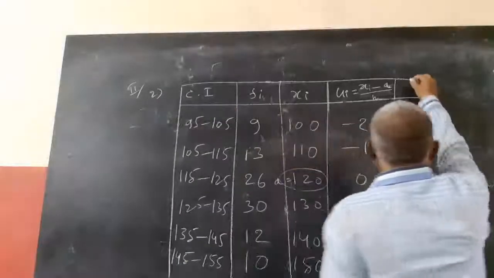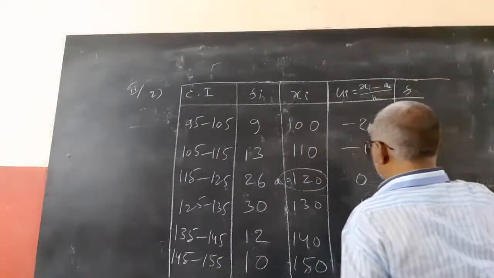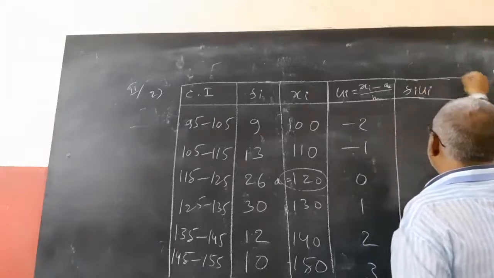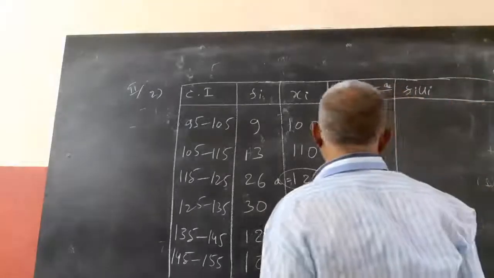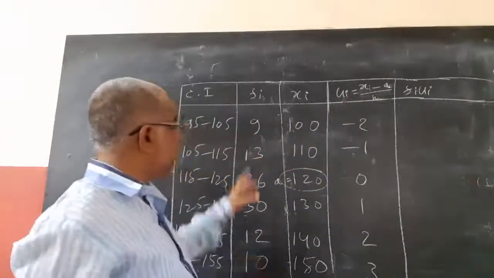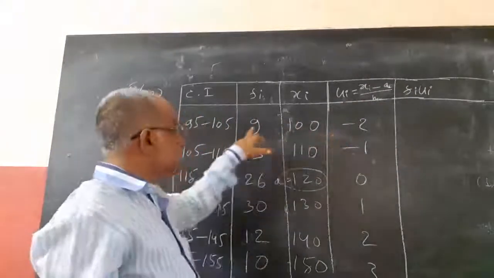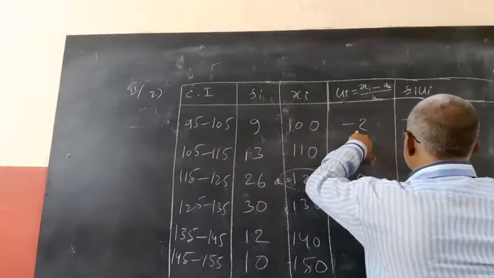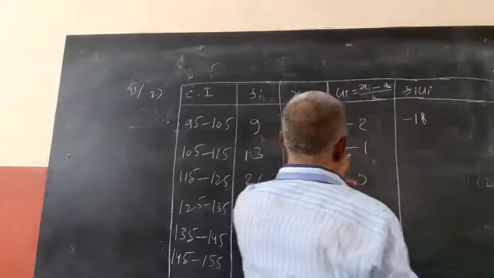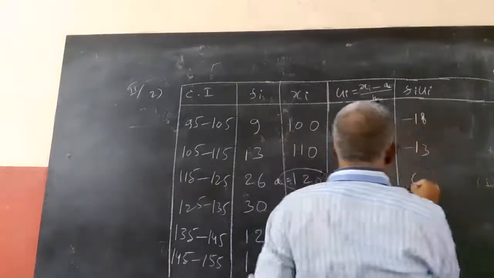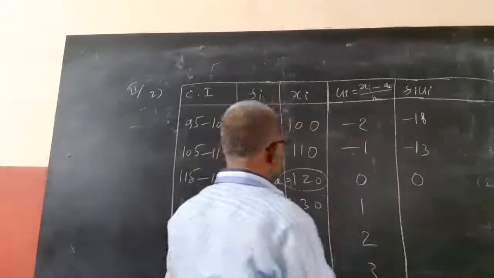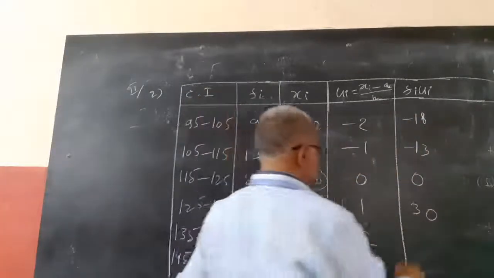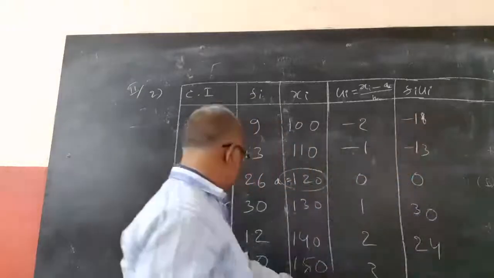Then fi ui is very easy to find, because the multiplication is by 1, 2, 3 only. How to find fi ui? Multiply fi with ui. 9 into minus 2, how much? Minus 18. Next, 13 into minus 1, minus 13. 0 into anything is 0. 1 into 30 is 30. 2 into 12 is 24. And 3 into 10 is 30.